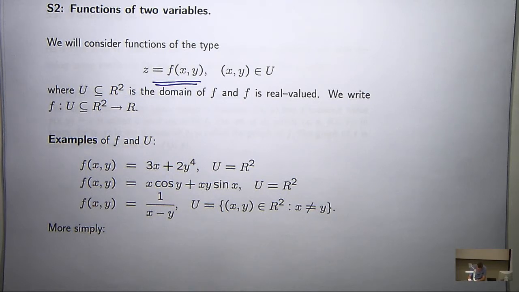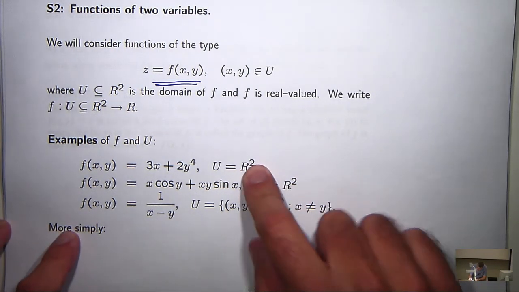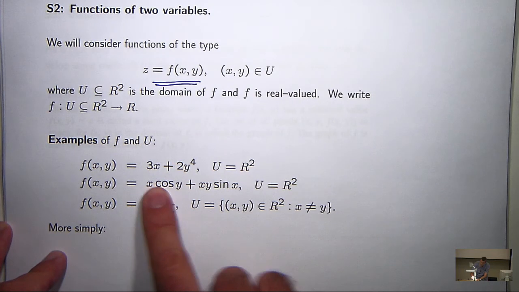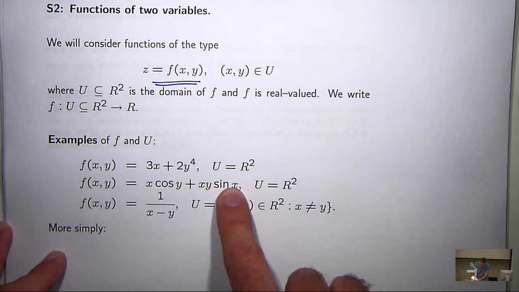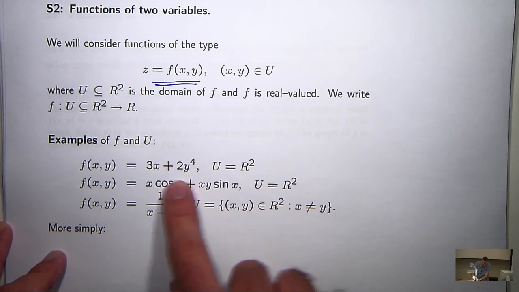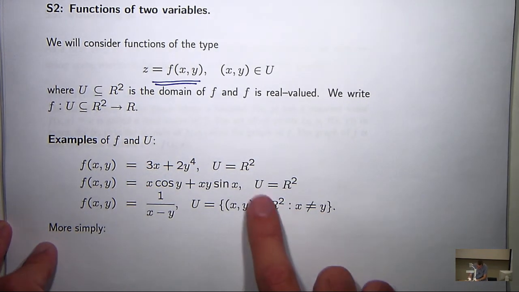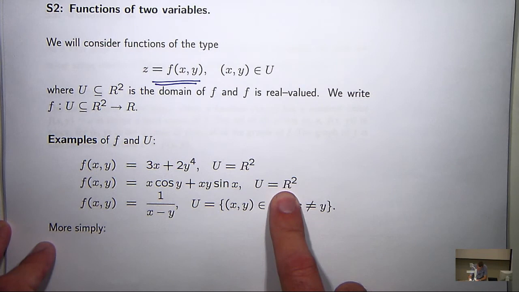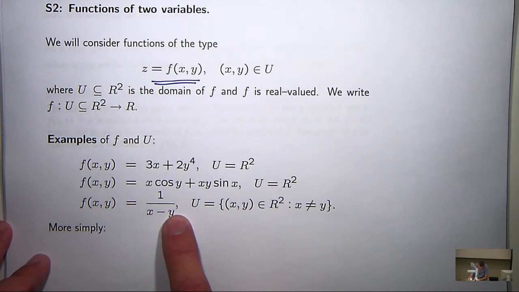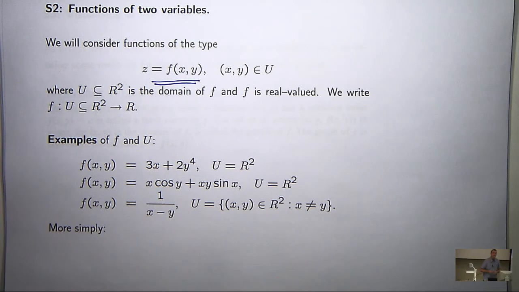Here's another example of a function of two variables involving trig functions. We can put any x and y into this function and we'll get a well-defined output. So the domain is, again, R squared. If you look at this example, we can't divide by 0, right? So we have to exclude all the points from the domain where x equals y.